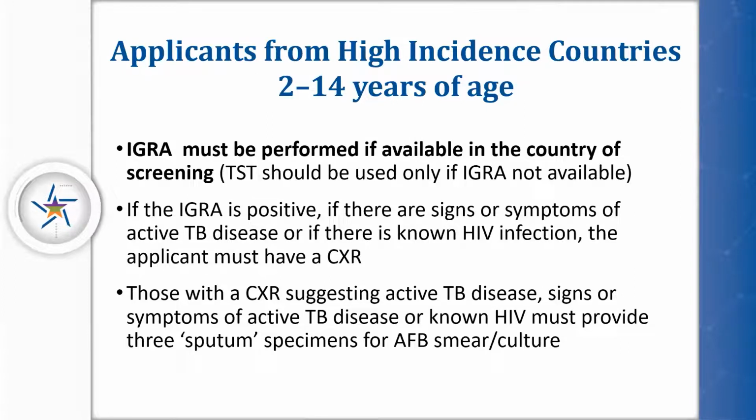So if the IGRA is positive, if there are signs or symptoms of active disease, or if they are known to have HIV infection, the applicant must have a chest x-ray. Those with a chest x-ray suggestive of active disease, or who have signs and symptoms of active TB disease, or known HIV must provide 3 sputum specimens. Again, this can be gastric aspirates. This can be induced sputum in a toddler, but preferably in older children, try to induce sputum from them.